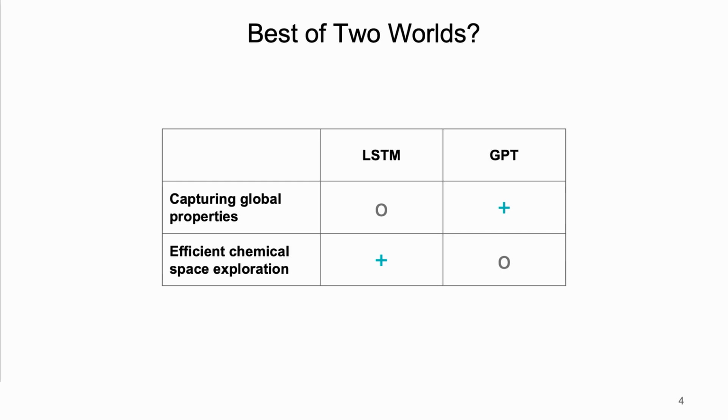GPTs, on the other hand, have the exact opposite idea. They let information flow from everywhere, so they have a holistic look at the input, and they can capture global properties better than LSTMs. But when it comes to generation, they don't have this stepwise structure built into them, and you need to do some additional tricks to make them more efficient during generation time. And of course, when you have such a trade-off in your hand, you ask the question, what if we can get the best of two worlds?